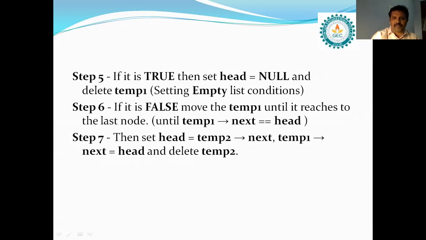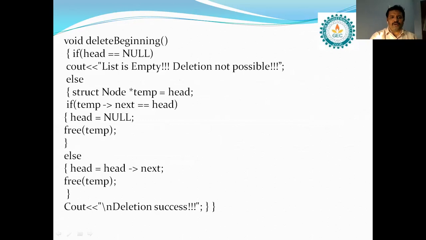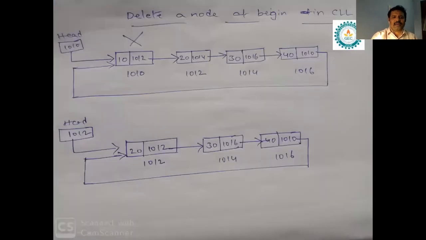This is the procedure, and this is the code for deleting a node at the beginning of the circular linked list. Let us explain this with an example. This is the given circular linked list which contains 4 elements: 10, 20, 30, and 40. Now we want to delete the first element of the circular linked list. If we delete this element, what is the next first element? 20 is the next first element.